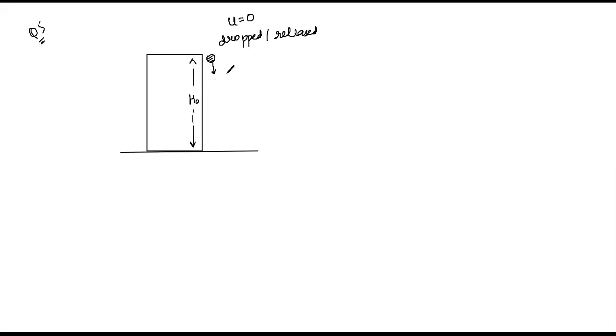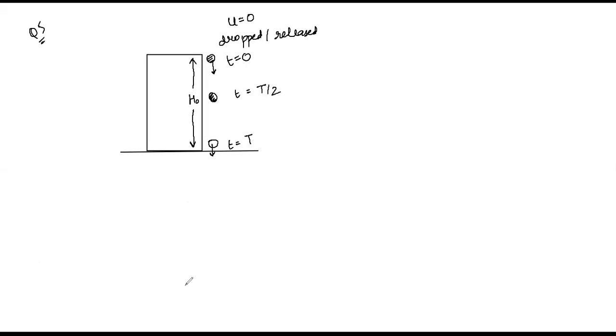Now you're being told that the total time this ball takes to reach the ground is capital T. So if here time was t is equal to 0, by the time the ball reached the ground, the time was t is equal to capital T. This is given. You're being told to find the height of the ball from the ground at time t is equal to T by 2. So how far above the ground is the ball at time t is equal to capital T by 2, right?